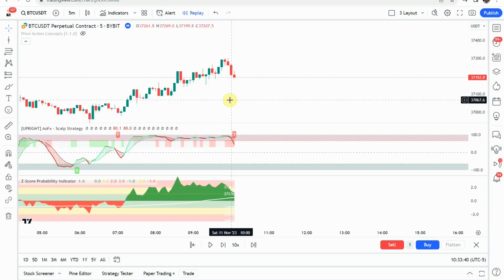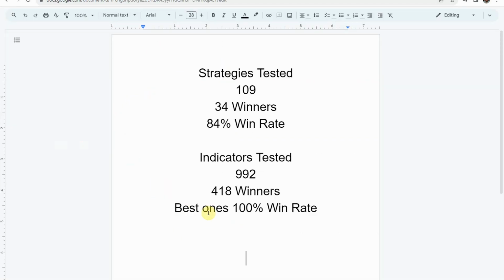Alright, as I said, today we will be testing a 5-minute crypto scalping strategy. Before we do though, I wanted to put the testing scoreboard up for everyone to see. So to date, we have tested a total of 109 different strategies, with 34 of them being winners. The best one so far was able to achieve an 84% win rate.